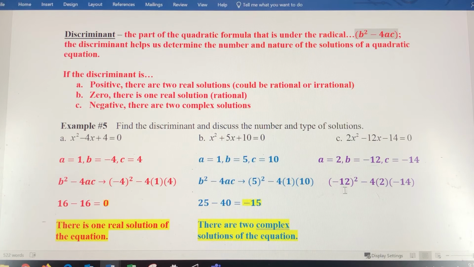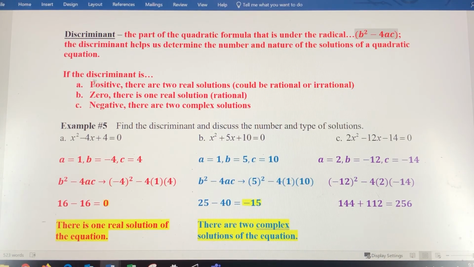Make sure, again, if b is negative, you put that in parentheses so you ensure that you get a positive value when you square that. So it's going to be 144 plus 112. 4 times 2 times 14 is 112, okay? And we got a negative times a positive times a negative. So that 112 is positive, okay? So that gives me 256 as my discriminant.